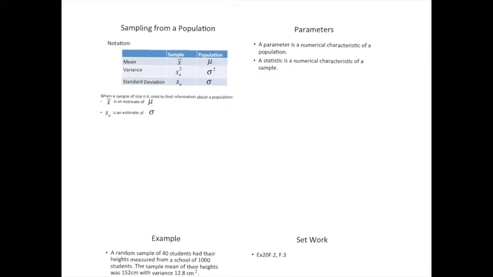Sampling from a population. So girls, this is when we just get a sample of people. It's not the whole population. We would use this version of the mean with the line on top, and this version of the standard deviation with the S. So when we do it in our calculator, we should be looking for the S standard deviation. Is that okay?